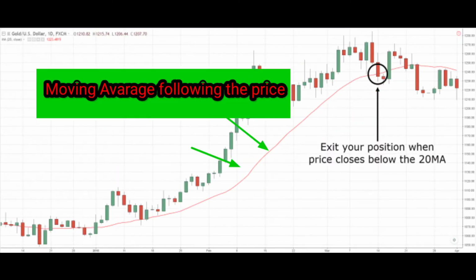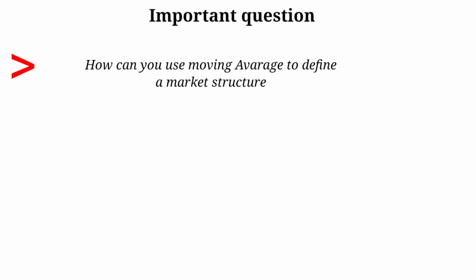Now take a look at this live chart. You see the price, you see the moving average following the price. That's how we use it to analyze a structure, and this type of structure is called an uptrend. You will get to that, but just know how moving average works in analyzing a market. Now, an important question to ask: how do I use moving average to define a market structure?